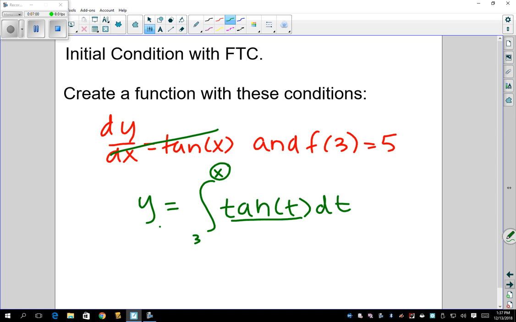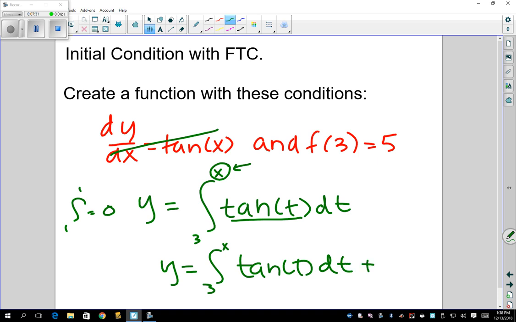And it's asking me that f of 3 is equal to 5. When I plug in 3 to this integral, if we use our integral properties again, remember the integral from 1 to 1 is 0. I'm not picking up any area. So when I plug in 3 for x up here, I should get that this function is 0. So all I need to do is add 5 to the end, outside my integral, in order for this to be true. Because if I plug in 3, the integral of tan t dt all turns to 0 plus 5. So that meets the condition that f of 3 is equal to 5.